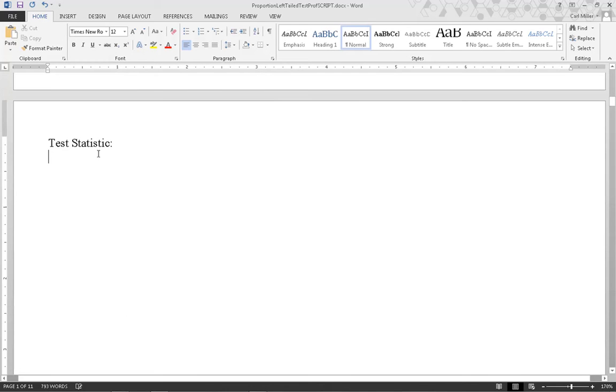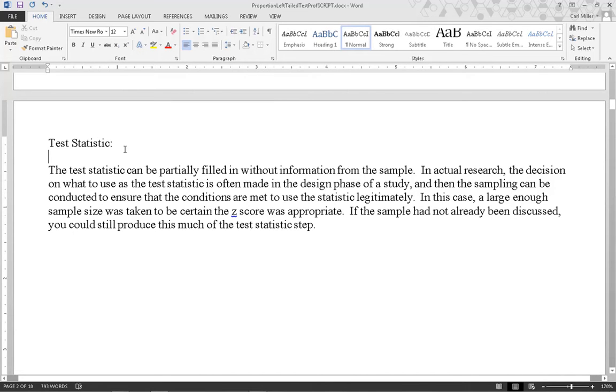Now let's move into the test statistic. The test statistic can be partially filled in without information from the sample. Actually, in research, the decision on what to use as the test statistic is typically made in the design phase of a study, and then the sampling can be conducted to ensure the conditions are met to use the statistic legitimately. In this case, a large enough sample size was taken to be certain the z-score was appropriate. If the sample had not already been discussed, you could still produce this much of the test statistic step.